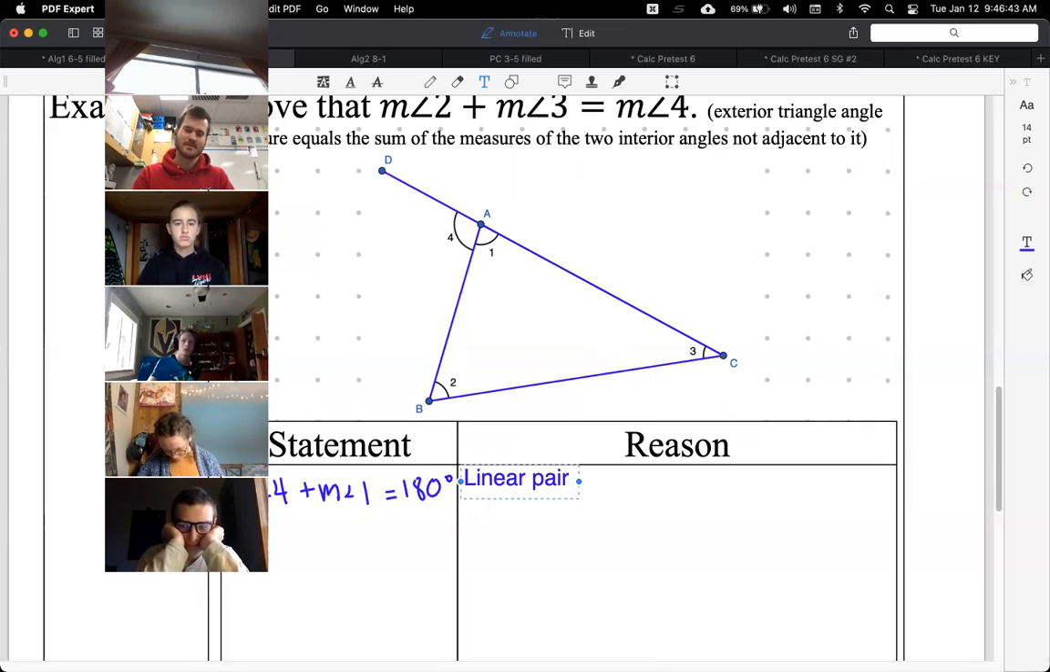Or angles that are supplementary. I'll just say linear pair or supplementary. Yeah. Let's simplify as much as possible. Supplementary. Done.